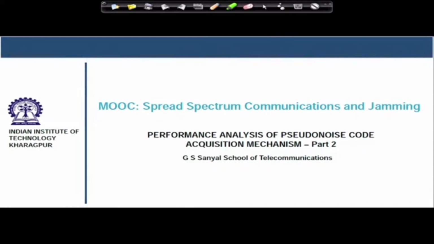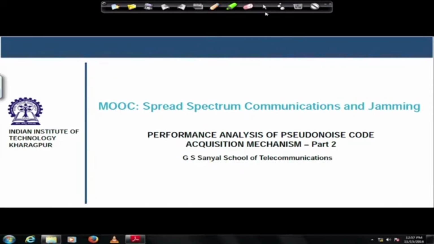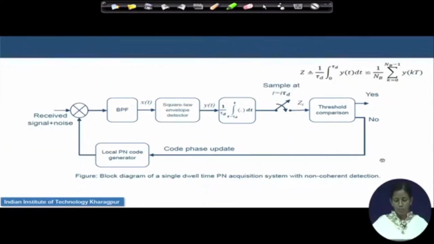Hello students, as indicated in the last module, in this module we will try to derive the detection probability of a code acquisition system for direct sequence spread spectrum communications. We will refer to the same block diagram that we saw in the last module, the block diagram of a single dwell time PN acquisition system with non-coherent detection.